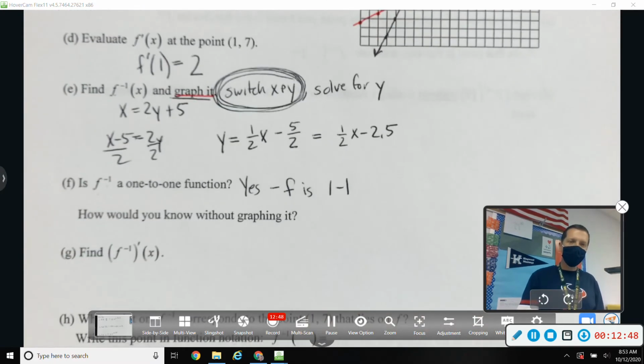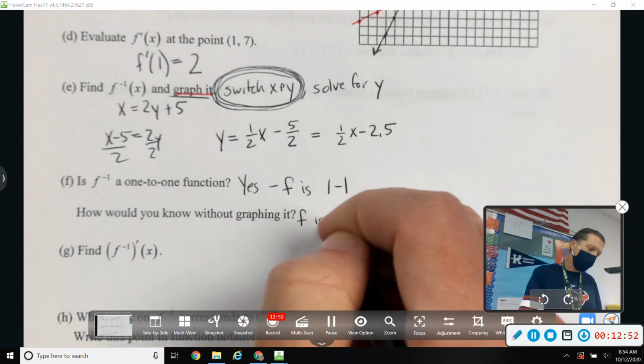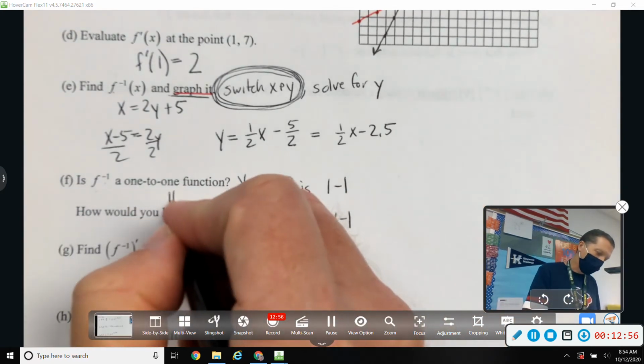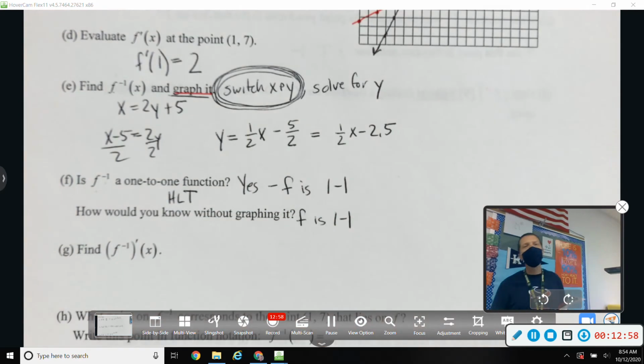How would you know without graphing it? Oh, I think I answered that question already. f is one-to-one. It also passes the horizontal line test. I guess that was the first test I was supposed to use. I didn't realize, wait a minute, if the original function is one-to-one, then its inverse has to be one-to-one.